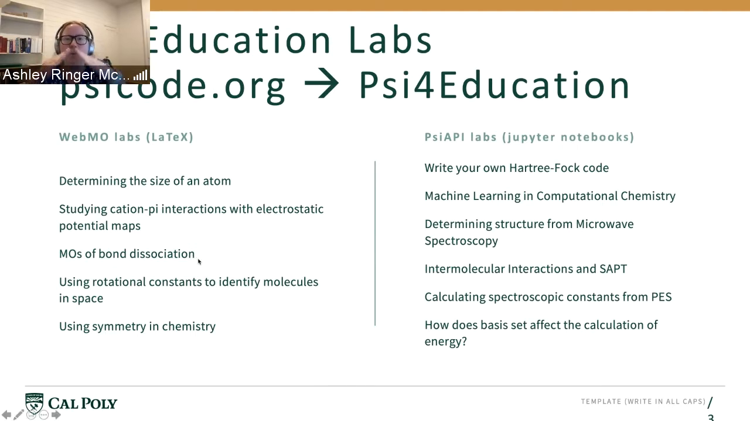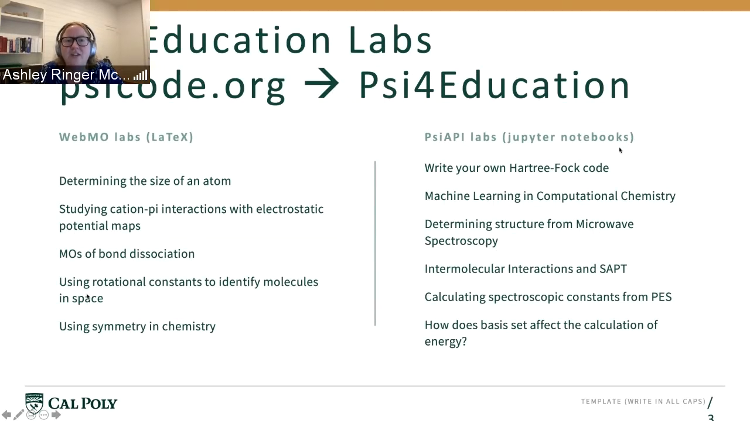There's a lab where you take water and you look at the MOs as you stretch the OH bonds, and you think about, when does water really go from being water to being an H plus and an OH minus, and how do you see that in the molecular orbitals? So that's one that we have. We have a very popular astrochemistry lab in WebMO where you calculate rotational constants, and then you use those to identify molecules that you would see in space. And then we have a WebMO lab where you just build molecules and identify point groups, and it gives you a visual way to do that. So those are some of our most popular WebMO labs.